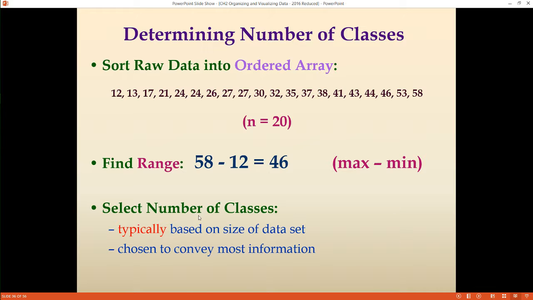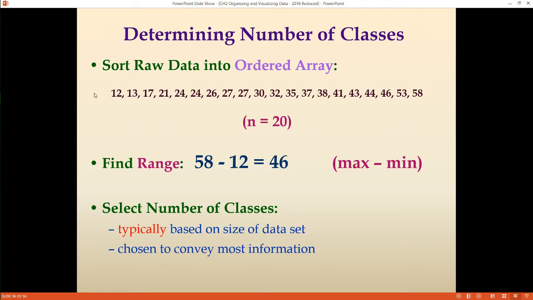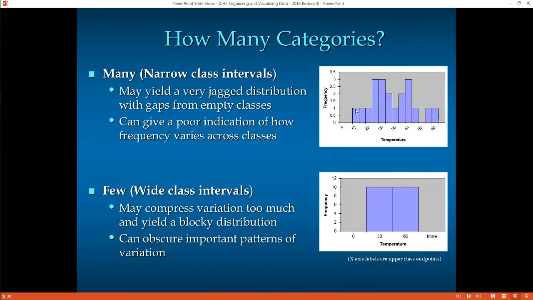So usually we want to select the number of classes based on the size of the data set. Okay, so we have 20 observations. We don't want to have 20 categories, because that wouldn't be a very useful thing. Right, we want to condense the display into tables and, as you see, charts. So if we have too many, like I said, if we have class ranges of 1 or 2, that wouldn't be a very good chart.